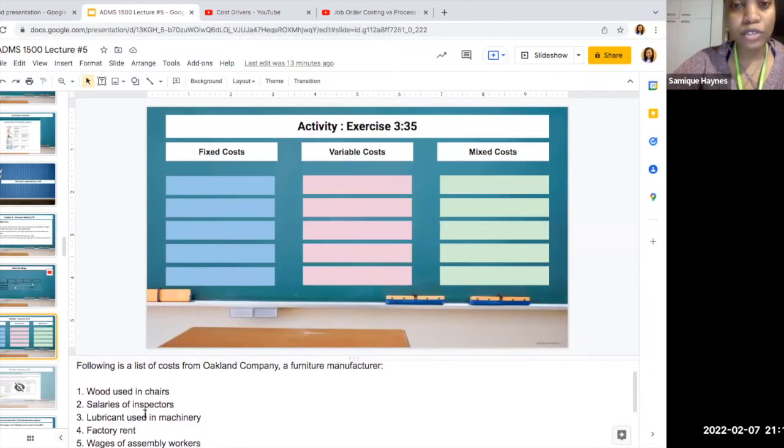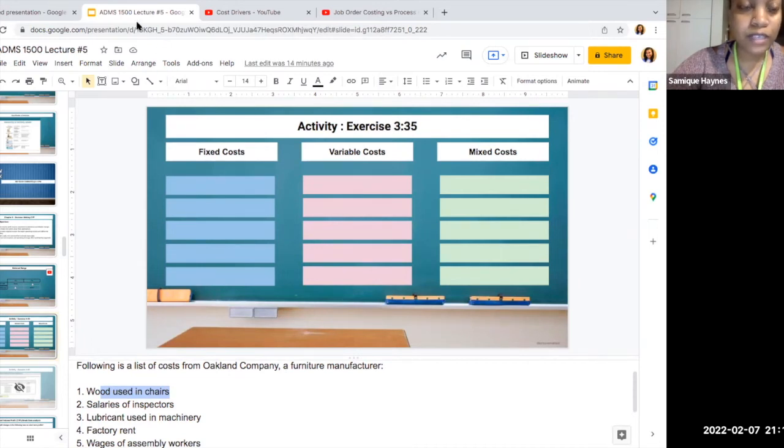For this one, I have a bunch of different costs under here that we can talk about. I'm not going to do all of them, just a couple of them before we move on to the next slide. So wood used in chairs, if it was an Oakland company, a furniture manufacturer. The wood used in chairs, would that be a fixed cost, variable cost, or mixed cost?